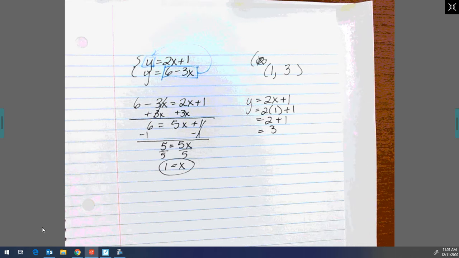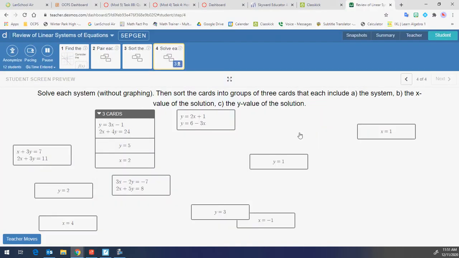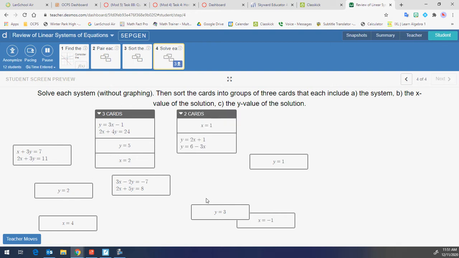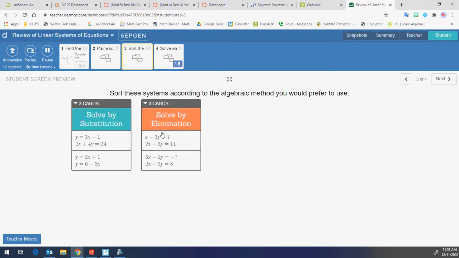So again, going back to Desmos, this one I'm going to match with x equals 1 and y equals 3. Okay, now the other 2 I'm using elimination for, and I'm using elimination because they are in standard form. So I'm going to start with the one that's x plus 3y equals 7, 2x plus 3y equals 11.